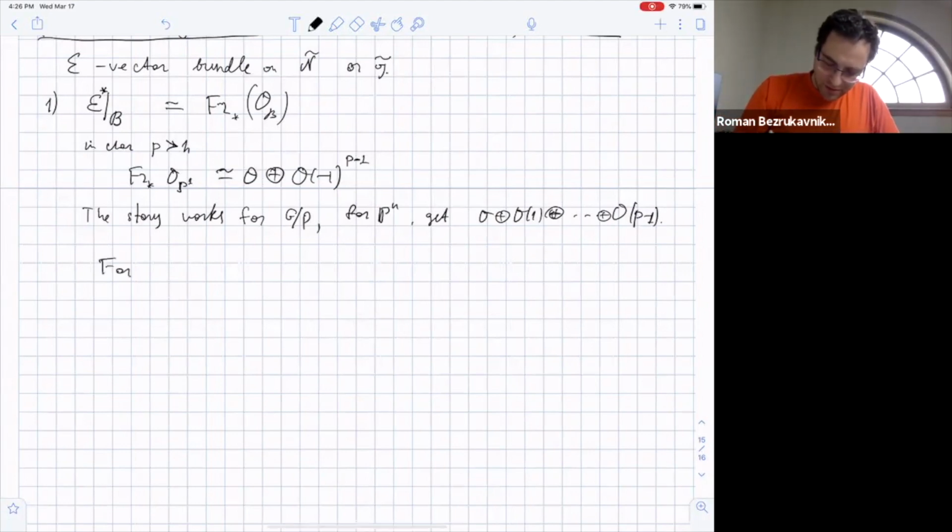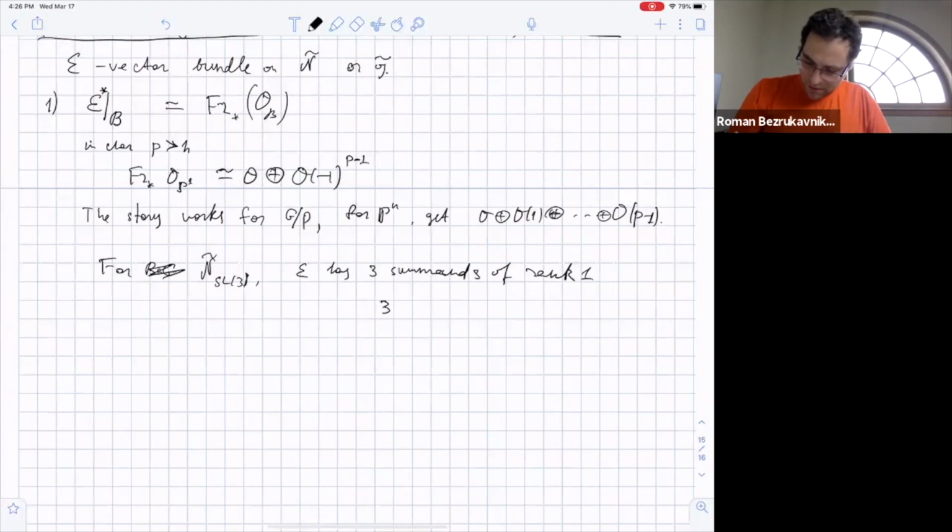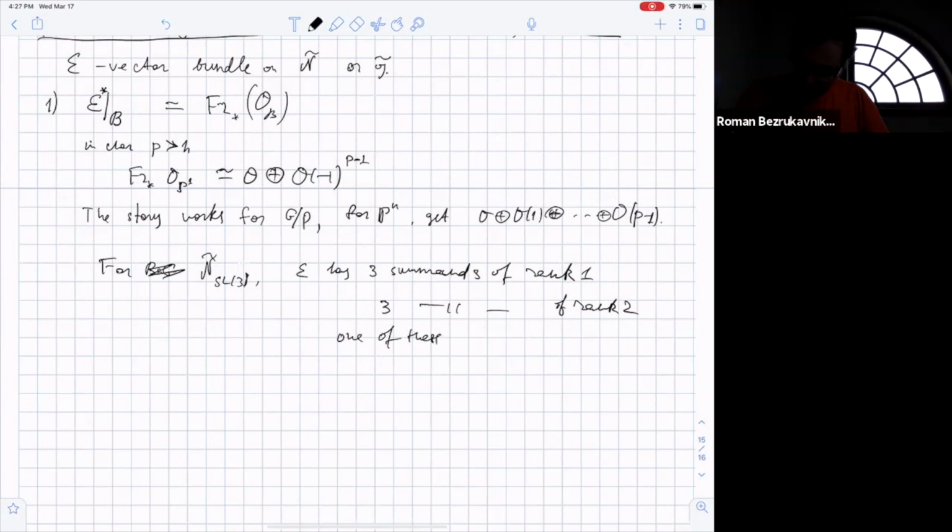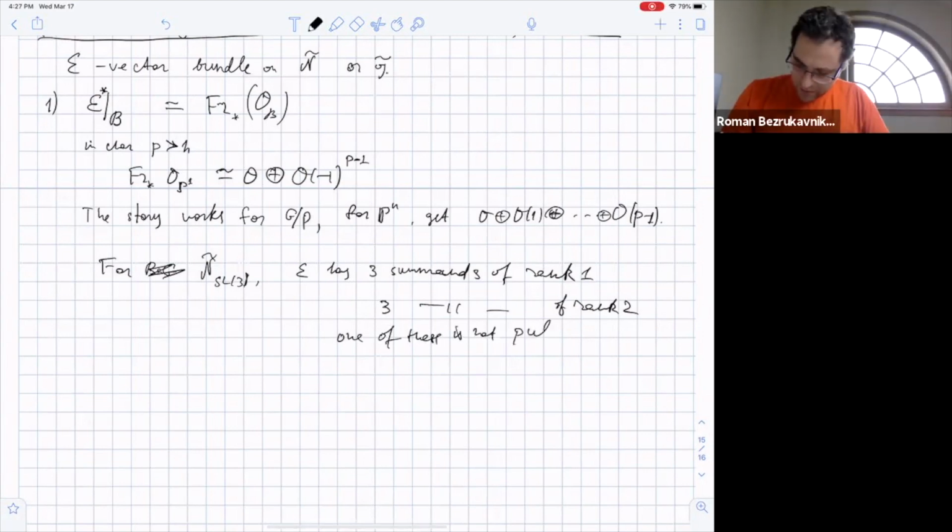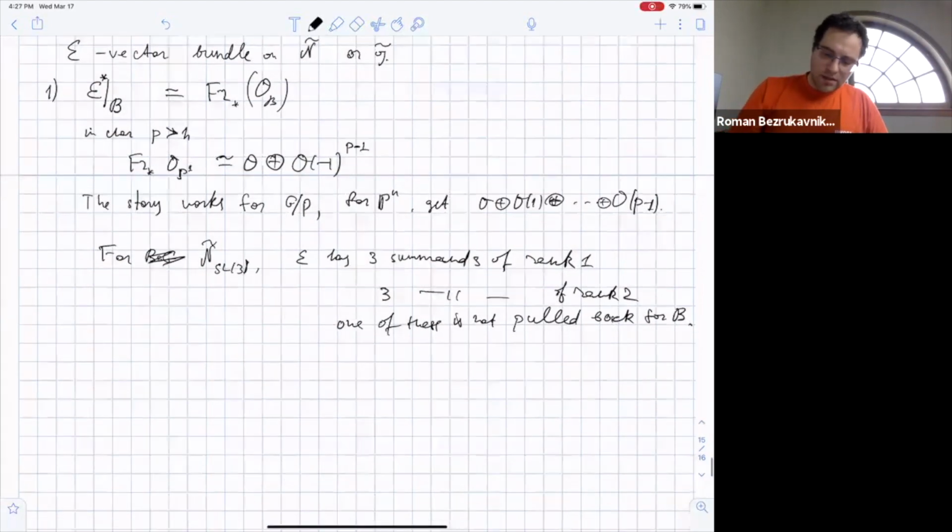So for SL3, E has, if I remember correctly, 3 summands of rank 1 and 3 summands of rank 2. And of those summands of rank 2, one of these is not pulled back. It's an extension of 2 things pulled back from the base.